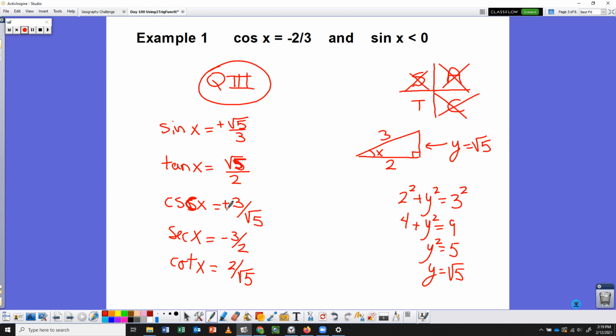in quadrant 3, tangent is going to be positive, and cotangent is going to be positive. So these are the positive ones, tangent and cotangent, and everybody else should be negative. So sine should be negative, cosecant should be negative, and also cosine and secant should be negative. Okay.